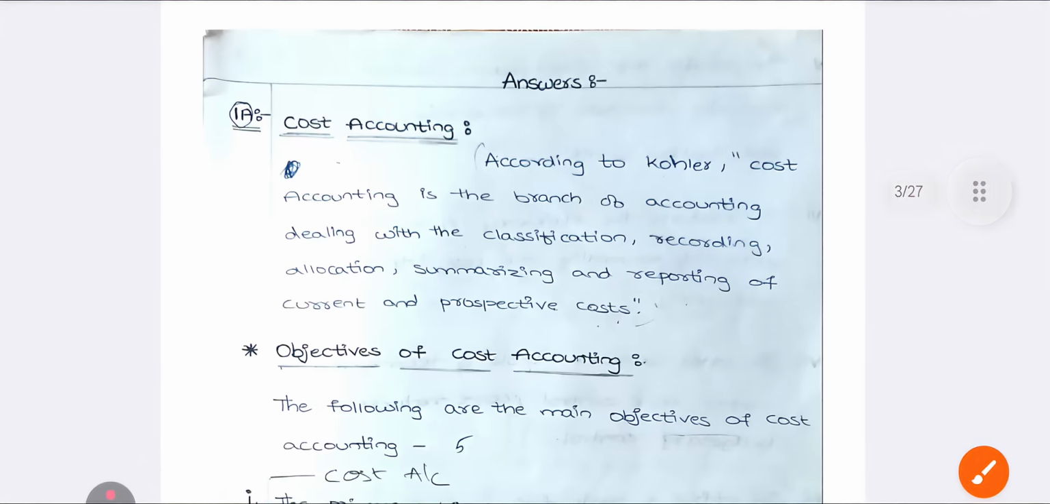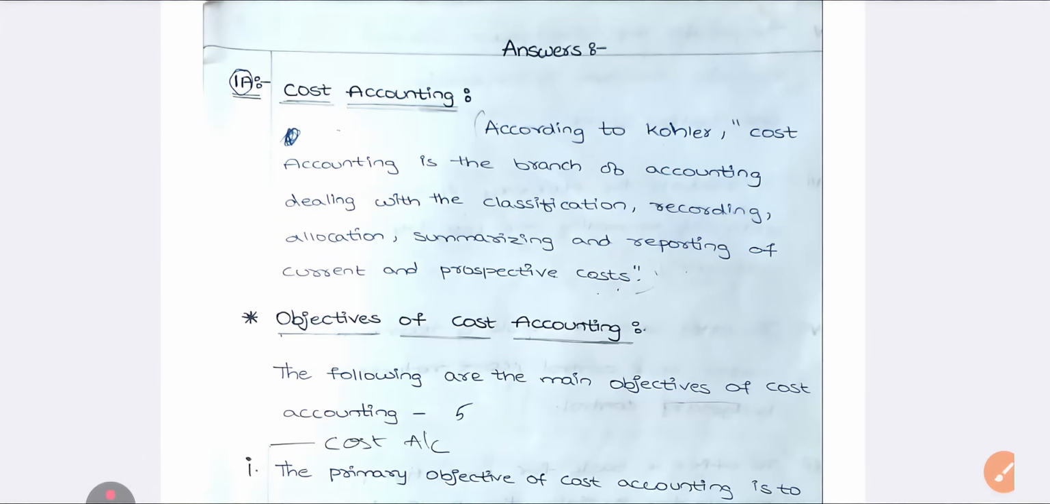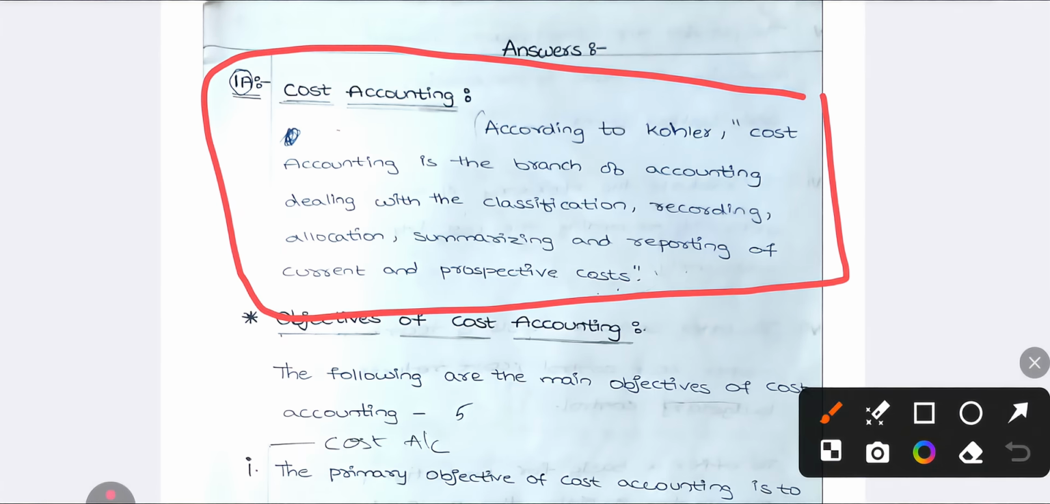The first answer, see, any type of theory question if you are attempting from unit number 1, this is the matter which is fixed. This definition of cost accounting is compulsory. You need to write it in unit number 1, for any type of answer, any type of question. Okay, cost accounting definition. What is this cost accounting definition? According to Kohler, cost accounting is the branch of accounting dealing with the classification, recording, allocation, summarizing and reporting of the current and prospective cost.